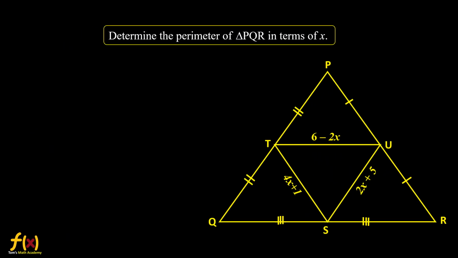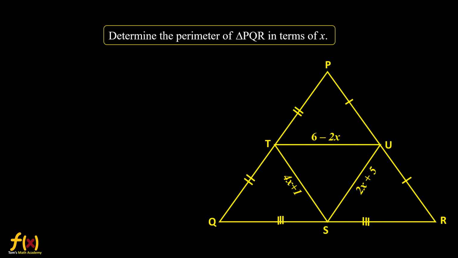Determine the perimeter of triangle PQR in terms of X. So when we look at the diagram, we can see that there are midpoints on the sides. T, U, S are all midpoints. So we must make use of the midpoint theorem here. Our question is to calculate the perimeter, that is the total length of the three sides.